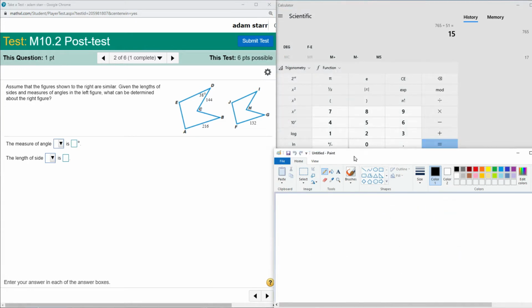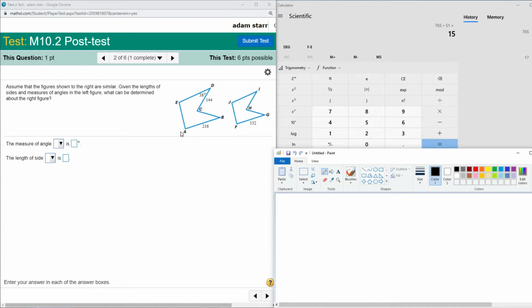Okay, this next question, assume that the figures shown to the right are similar. So we know that they're similar. Given the lengths of sides and measures of angles in the left figure, what can be determined about the right figure? So the figure on the left, we have a couple sides and an angle. We know that this angle D here is 38 degrees. I know this side is 144, and this side AB is 216.